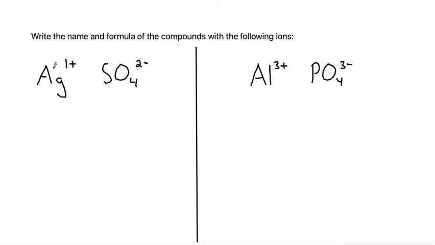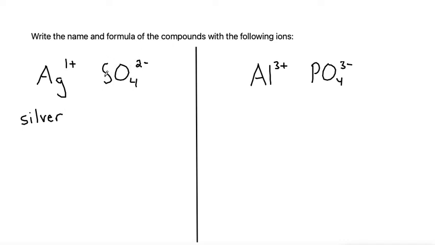Okay, so first to write the name, if we see Ag, we look on our periodic table. Ag is silver. So that's our first word. Notice that silver is a transition metal, but if you look at the BC Science 10 data booklet, you only have one charge option. It's a plus or a 1 plus. So we don't have to write a Roman numeral because there's only one option for the charge for silver.